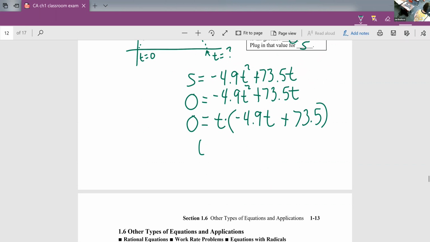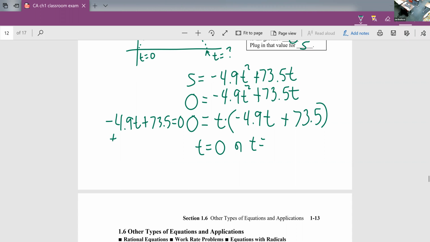Would it make sense to say either T equals 0 or what else can happen? The only way I multiply two things together and the answer is 0 is if one of the values is 0. So either T equals 0 or the parentheses equals 0, that is, negative 4.9 T plus 73.5 equals 0. Now, what can I do to solve for T here?